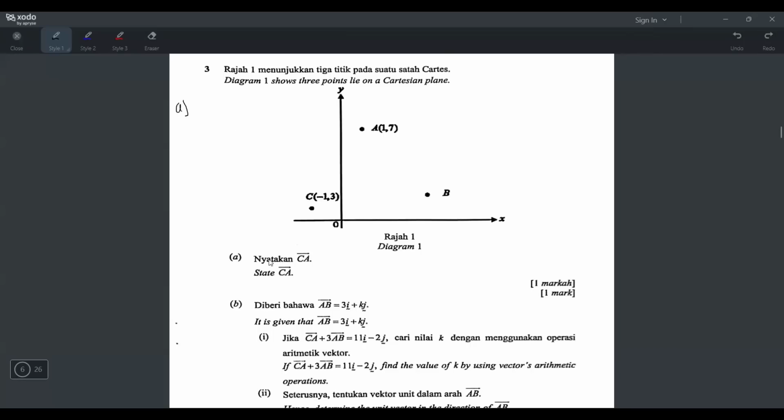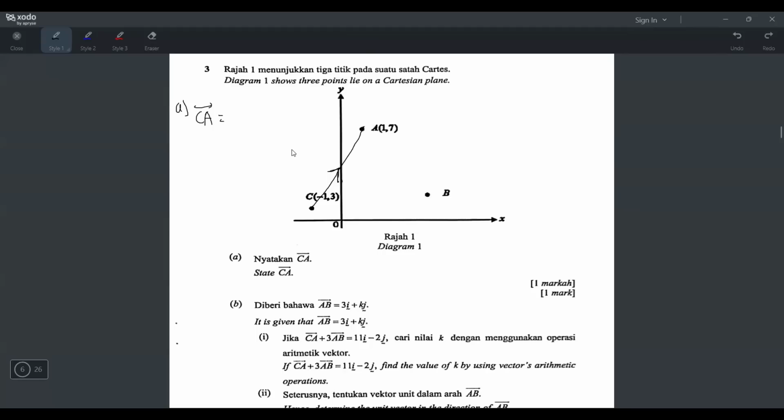Let's see what they want. A, state vector CA. So definitely this one is a vector question. So CA vector. Okay, C to A is from here to here. Let's draw a line joining them together. So C to A and the arrow has to go like that. When you label a vector, the arrow is very important. So C to A means the direction is going to A, like this, C to A.